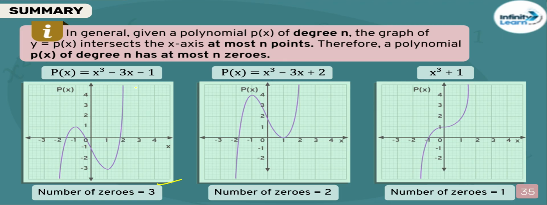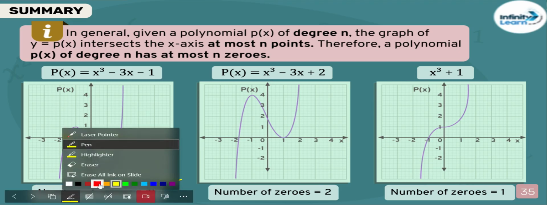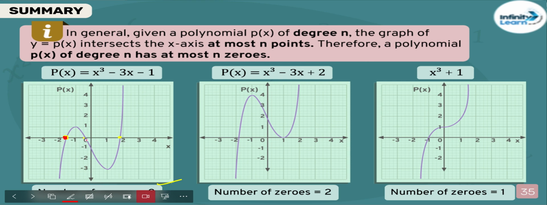Okay, but now how will we find out by looking at the graph? Look, it is cutting the x-axis at how many points? 1, 2 and 3. It is cutting the x-axis at 3 points. Another graph is cutting the x-axis at 2 points, so number of zeros is 2. Some zero must be repeating in this. Another is cutting the x-axis at only 1 point, so number of zeros is 1. Zeros must be repeating in this.